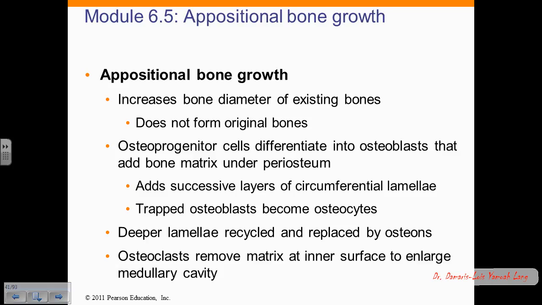So the next time we meet, we are going to talk about how bones grow thicker and longer. How does that happen? And then we are also going to look at how bones are formed from cartilage and from membrane. We call that ossification of bone, how that occurs.